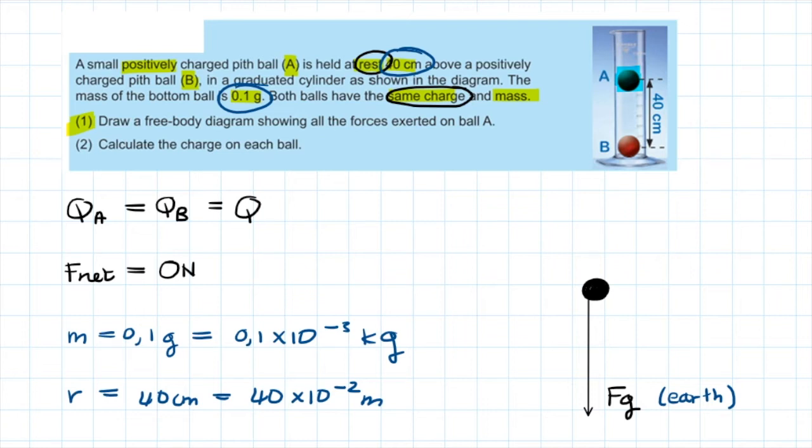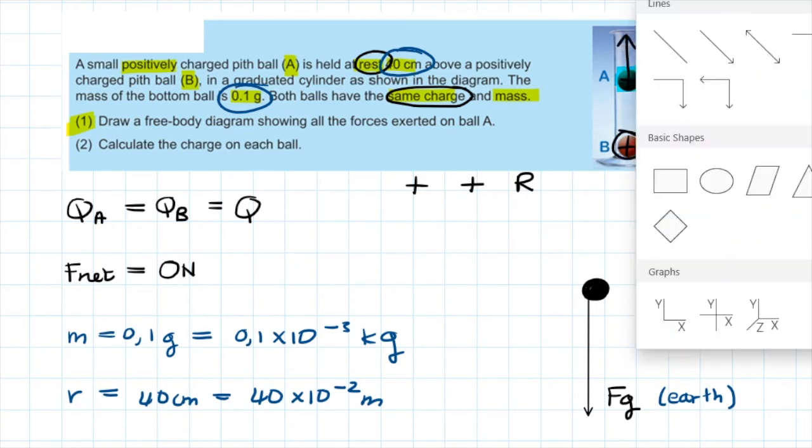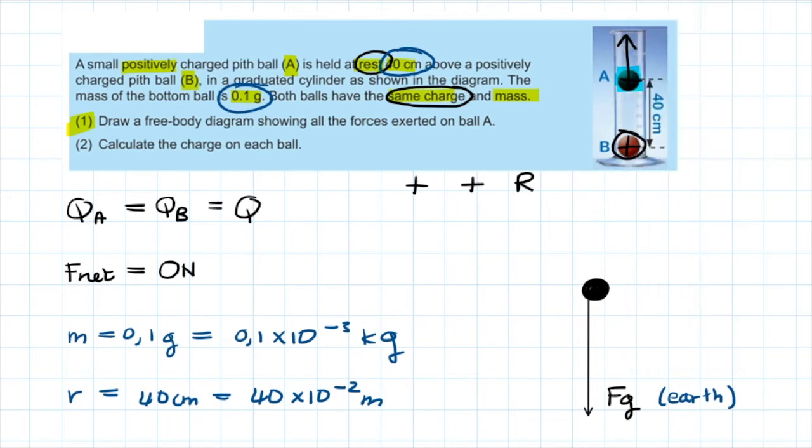Since both of these objects have a positive charge, we have like charges, and like charges repel. That means ball B is going to push ball A away. And we therefore can include on this free body diagram an electrostatic force. We can call it the force of B on A if you'd like, or just the electrostatic force. And these are the two forces that are acting on ball A.